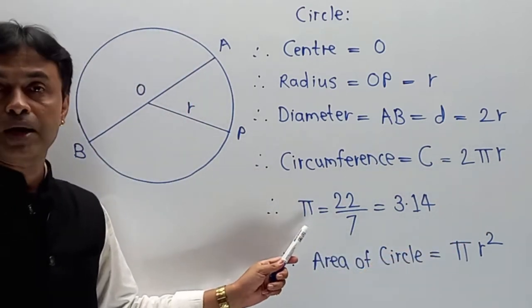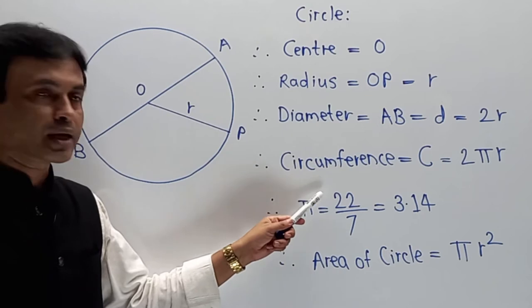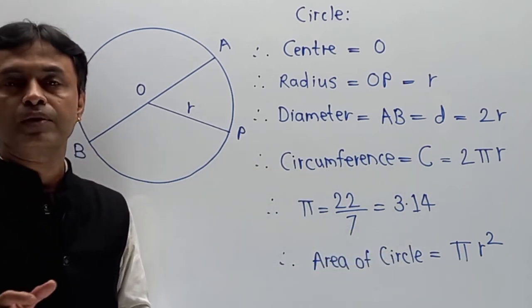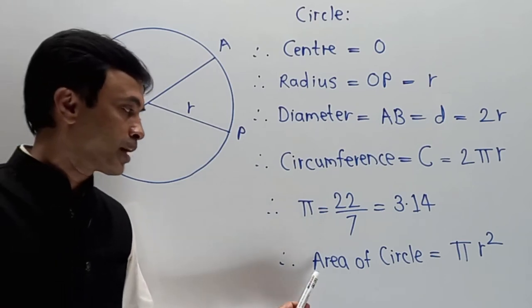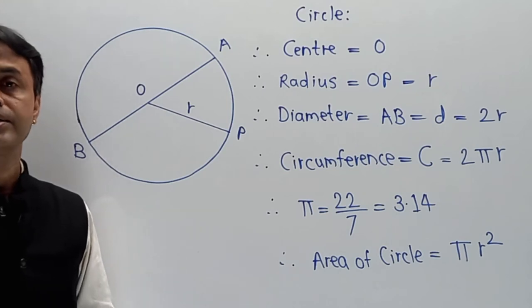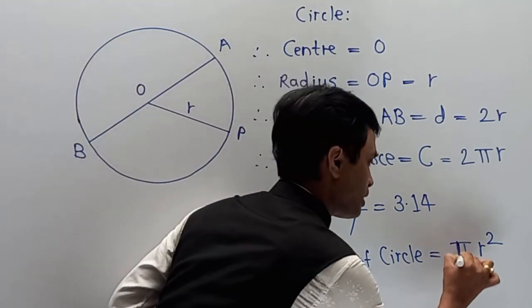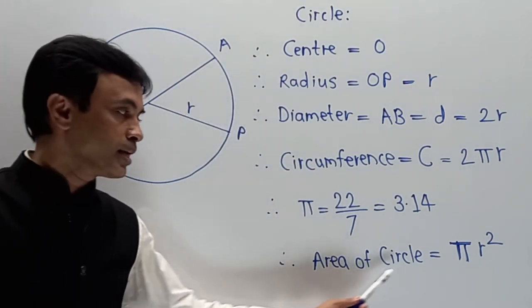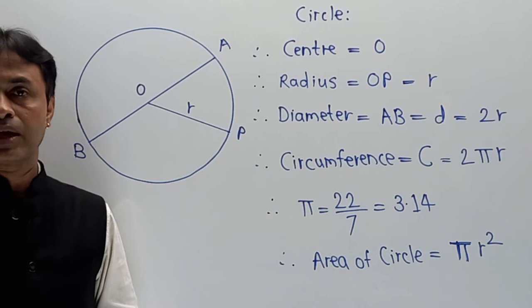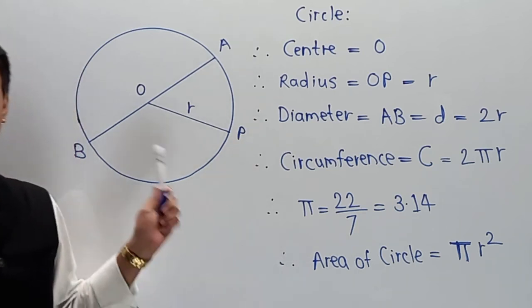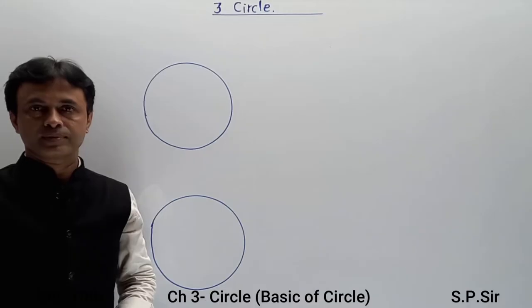Next, the value of pi that we are taking into calculation. Numerically, we are taking 22 by 7 or 3.14. It depends upon the values where we are taking it into application. And finally, the area of a circle is pi r square, and these are called basic formulae of a circle. And last, the area of a circle is pi r square. Next, in this part, there is also some additional content like chord, secant, tangent, that we are going to see, but first observe it carefully.